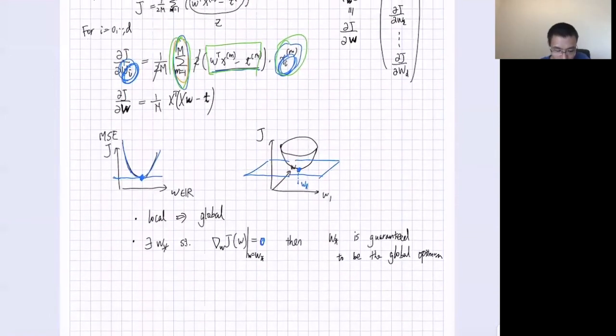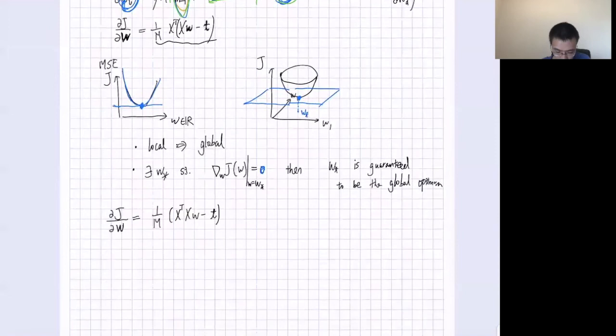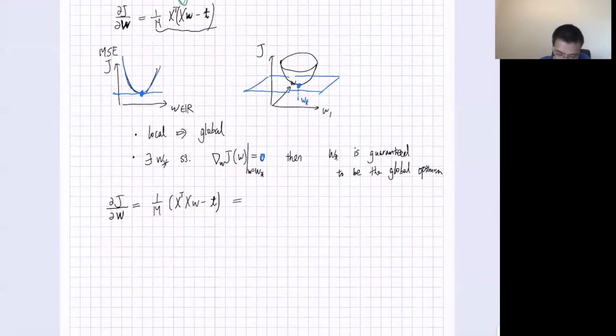So what is our loss? Our loss is here. So my partial derivative of J with respect to the W vector is actually 1 over M X transpose (XW minus T). Then I set it to 0. I set it to 0 because it's a differentiable function. Obviously, everything here is differentiable. And if I can find some point whose partial derivative is 0, then I win. If I don't find a point where the partial derivative is 0, I can seek other solutions. So let's first try it.